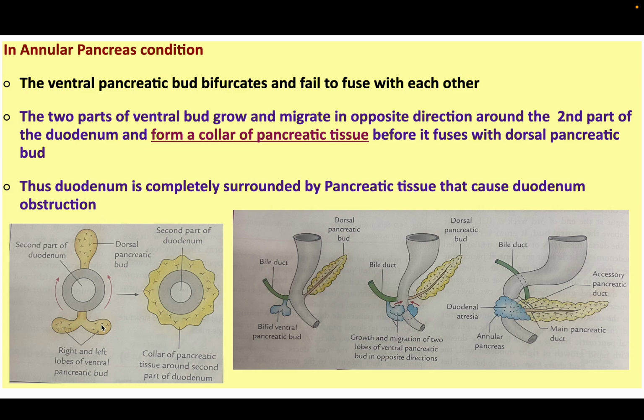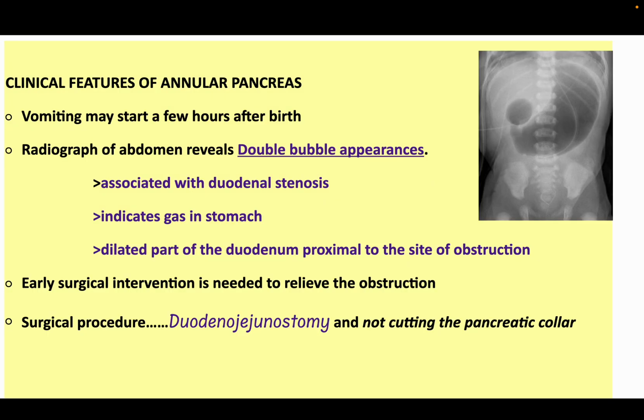So definitely, as it is surrounding the duodenum, this pancreatic tissue can cause obstruction of the duodenum. Now, clinical features of the annular pancreas: the vomiting may start a few hours after birth. If we take the x-ray, we will see the double bubble appearance.